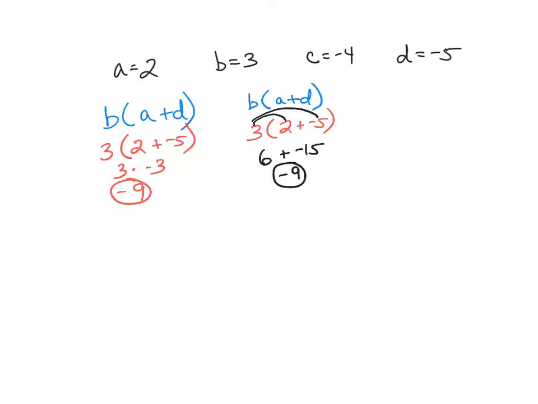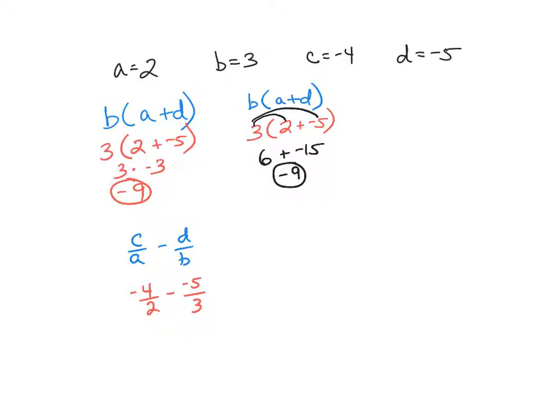So here's another one. If I was given c over a subtract d over b, and I wanted to go through and solve that, once again, I'm just going to put in the information that I have. So C over A means negative 4 over 2. Subtract. D is equal to a negative 5. So I need to put in a negative 5 over 3.